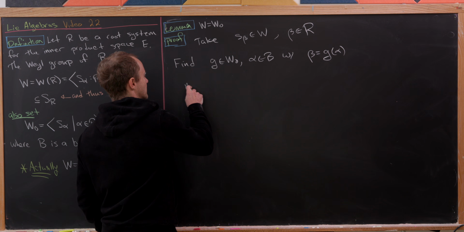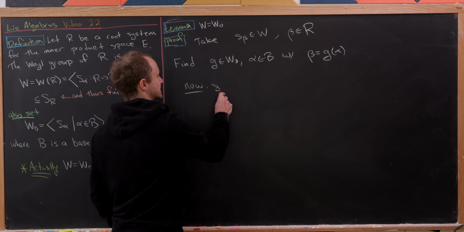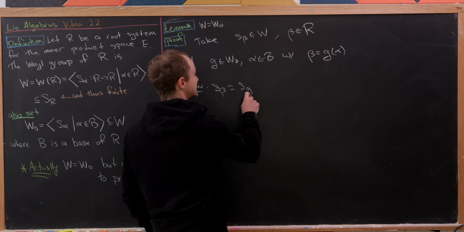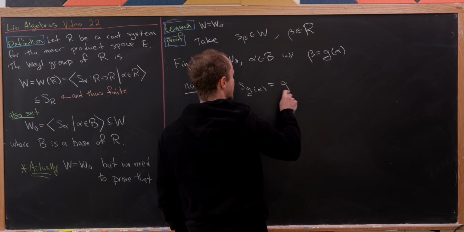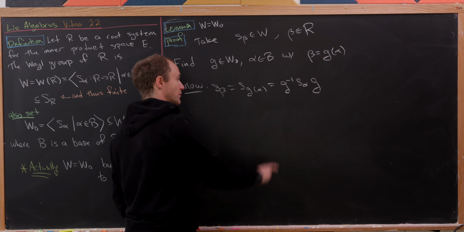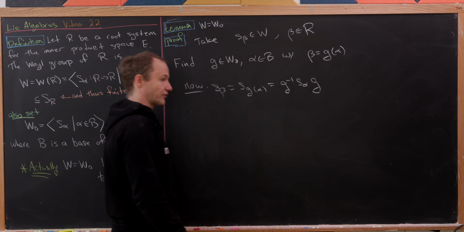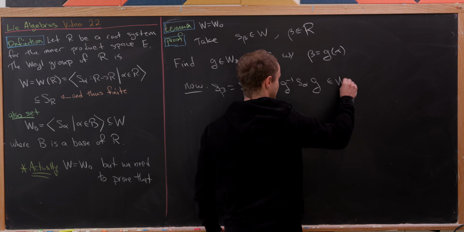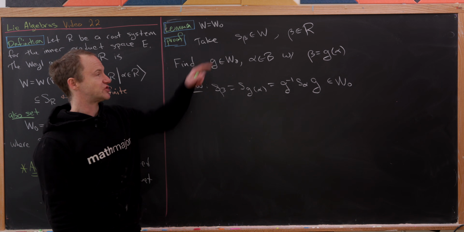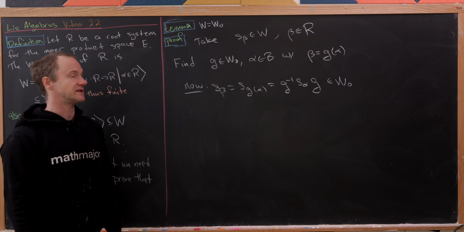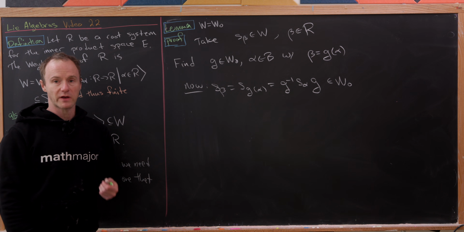Okay, so now let's look at the following. S beta is equal to S G alpha. But then by the homework exercise, that's G inverse S alpha G. But notice each of these three group elements are inside of W naught, meaning this whole thing is in W naught. Every generator of W is an element of W naught, but that's enough to show that W is equal to W naught. Okay, let's move on.